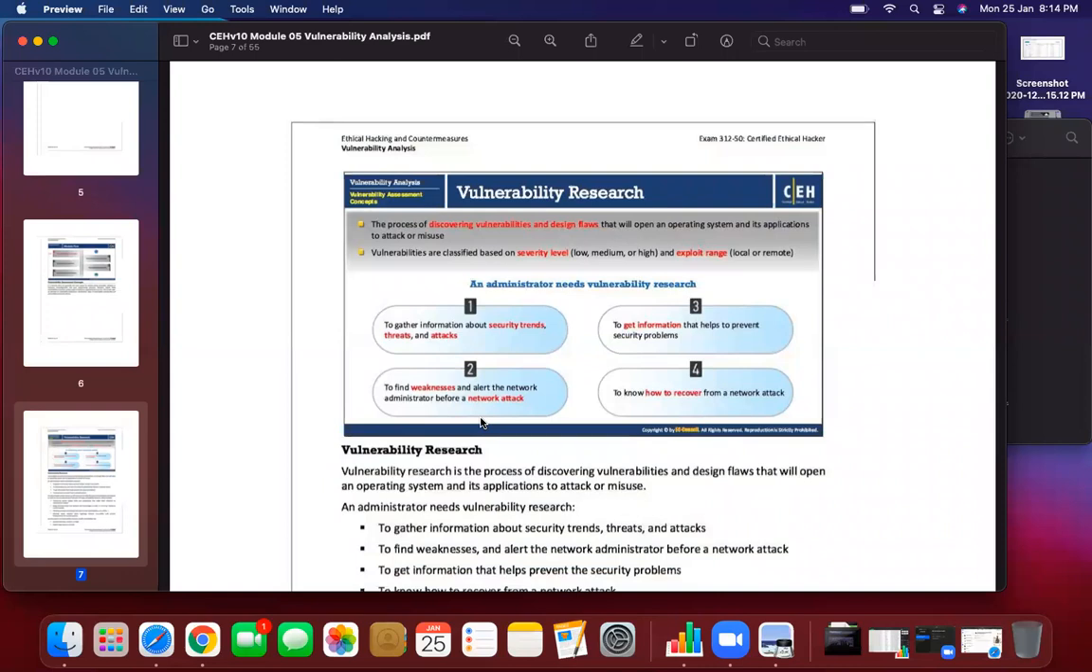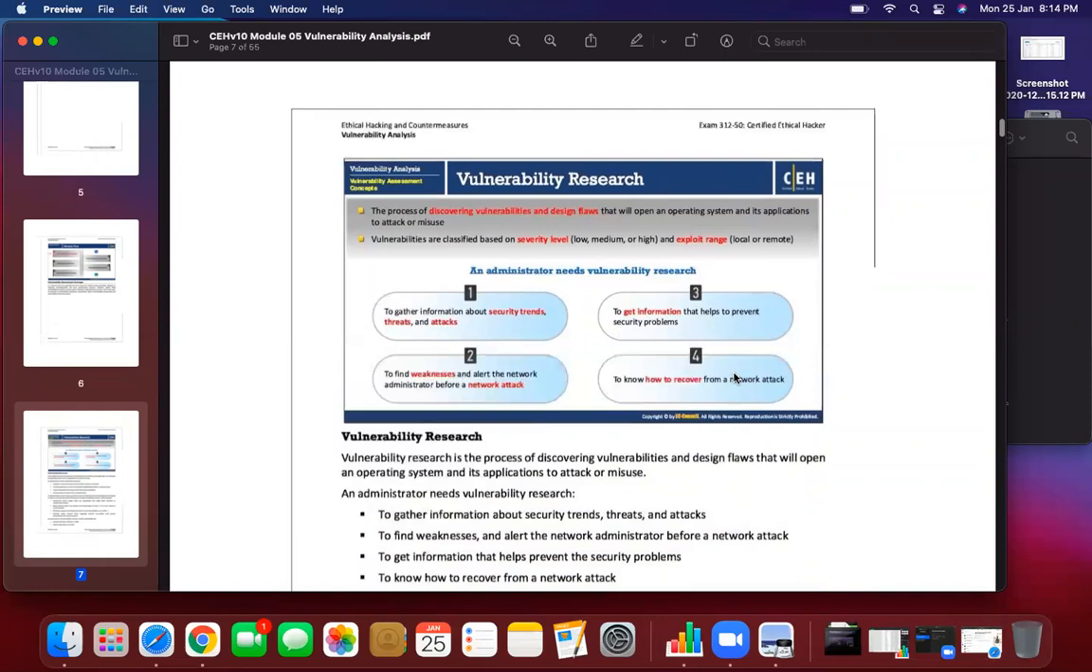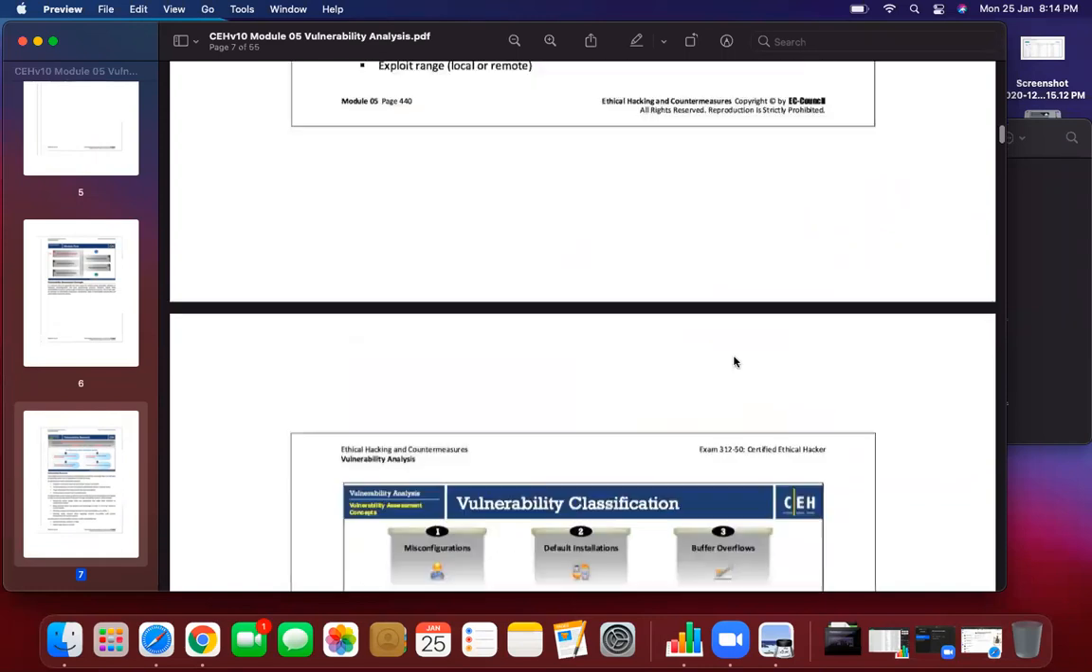Now, in research, what I mean is getting to know about the different security trends going on in the market, different threats in the market, and different types of attacks happening in the market, getting information on all these things, and getting information on weaknesses and how to recover. These four things come under vulnerability research. So how do you do research? What are the platforms where you can find all this information? I will let you know after a few pages.